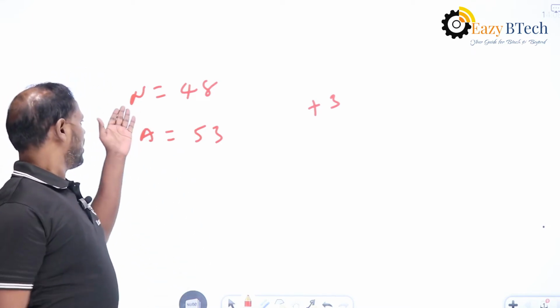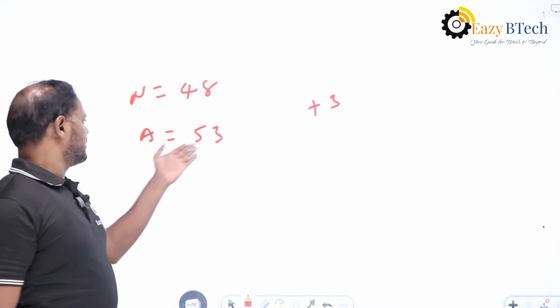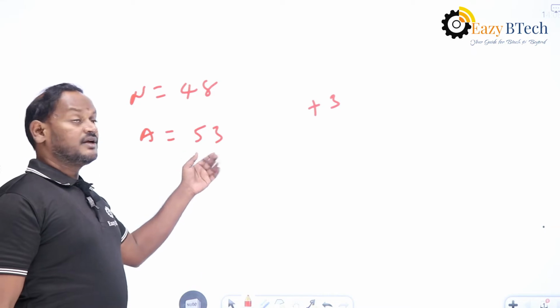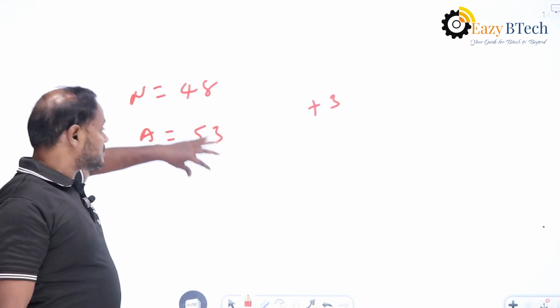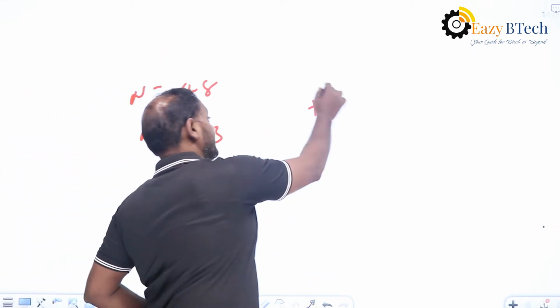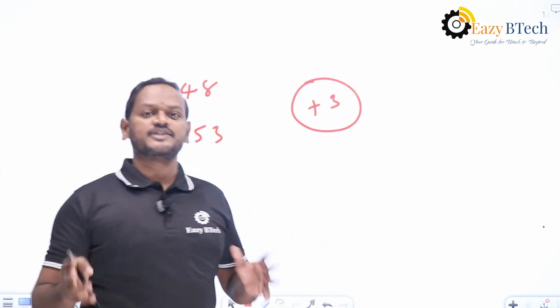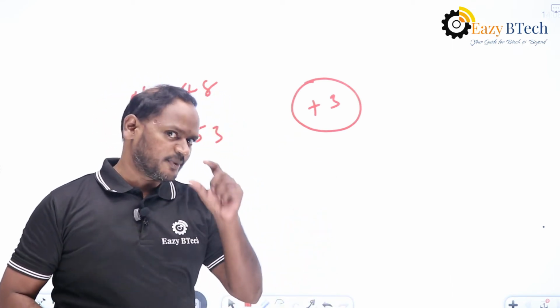Very simple, right? How many total terms are there here? 48 terms are there. The total average is given as what? 53. The average of 48 numbers is given as 53. If each number is increased by 3, then find the new average. That is the question here. Right? How to connect with that particular question?